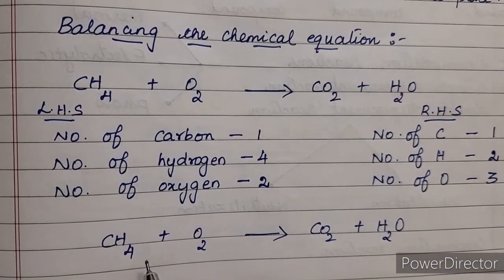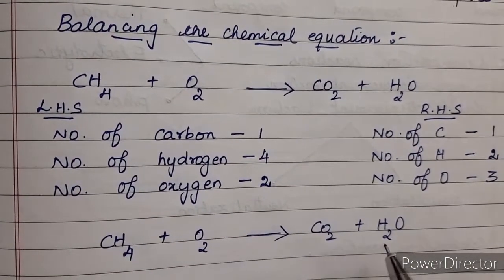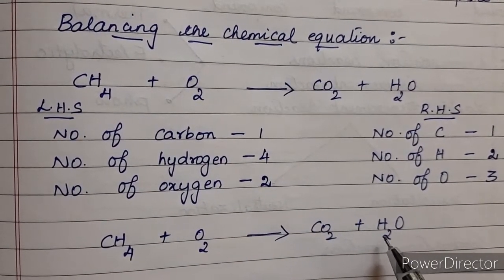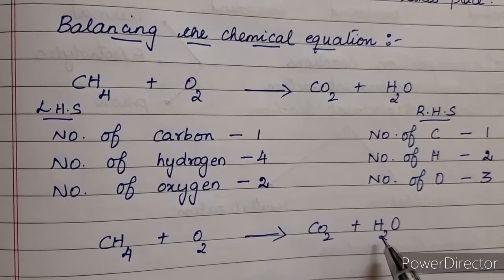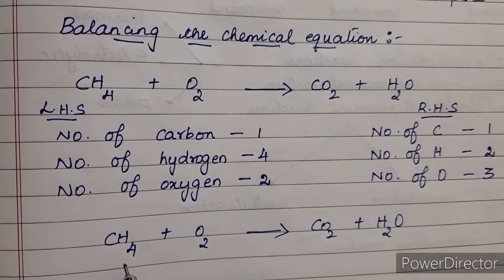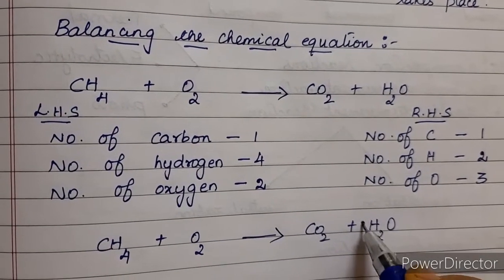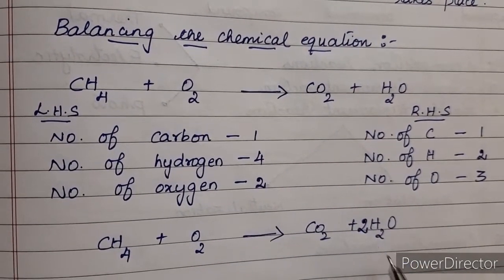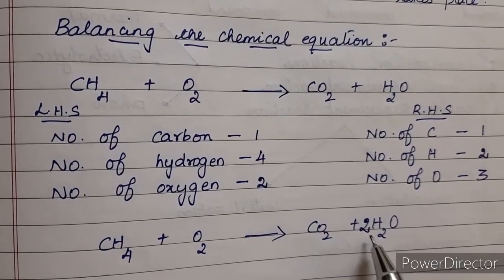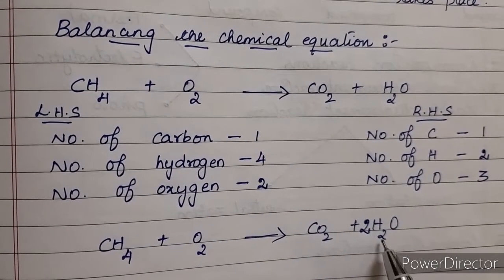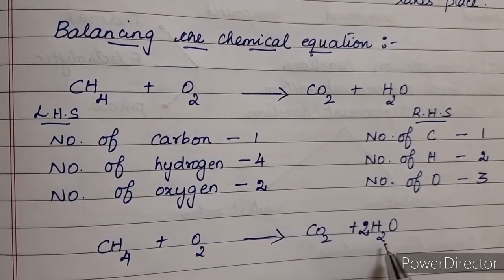Now look into this reaction, children. Here how many hydrogens are there? On your right hand side there are 2 hydrogen, on your left hand side it is 4. So I'll put 2 in front of the water molecule. So here you have 2 into 2, this should be multiplied. So here it is 2 into 2, 4.